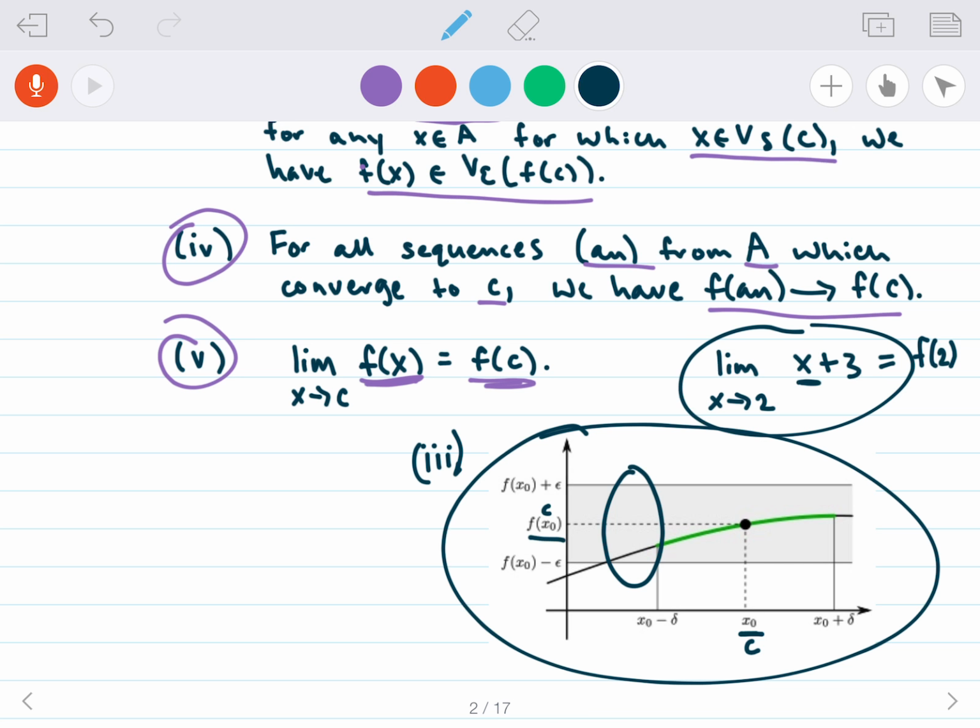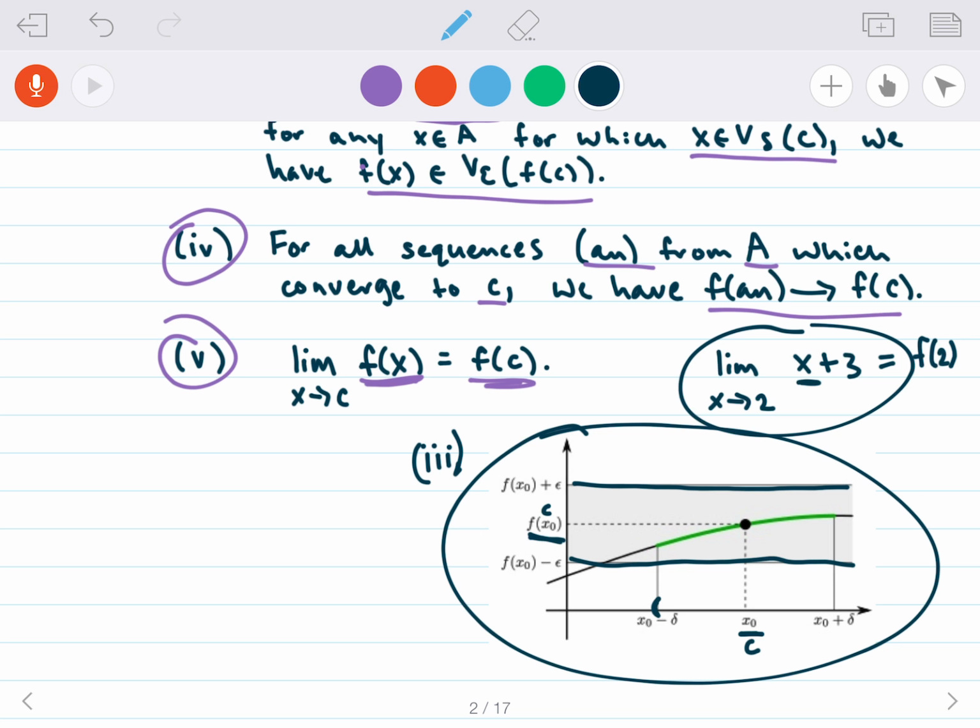That's this gray region. The epsilon neighborhood is this gray region, and it's centered at f of C. I give you this epsilon region, and your job is to give me a delta neighborhood centered at C, so that everything in the neighborhood falls into the epsilon neighborhood when you look at f. And we can see from the picture that this is true.